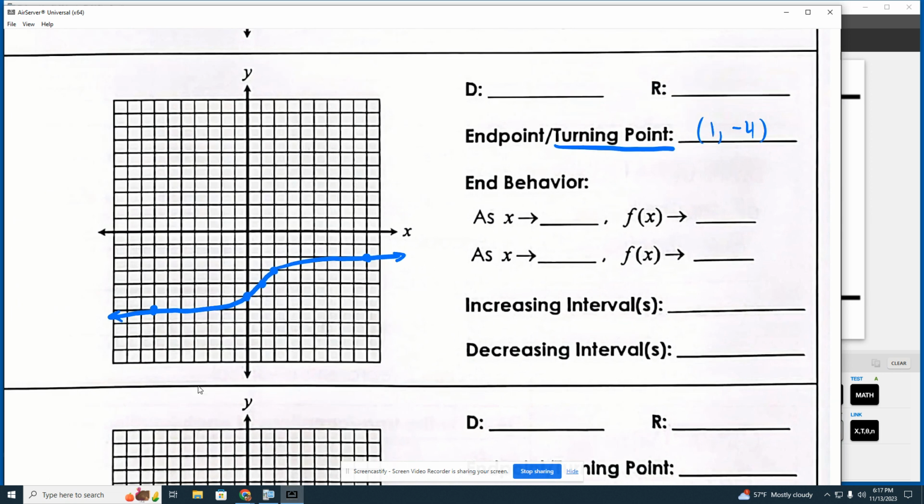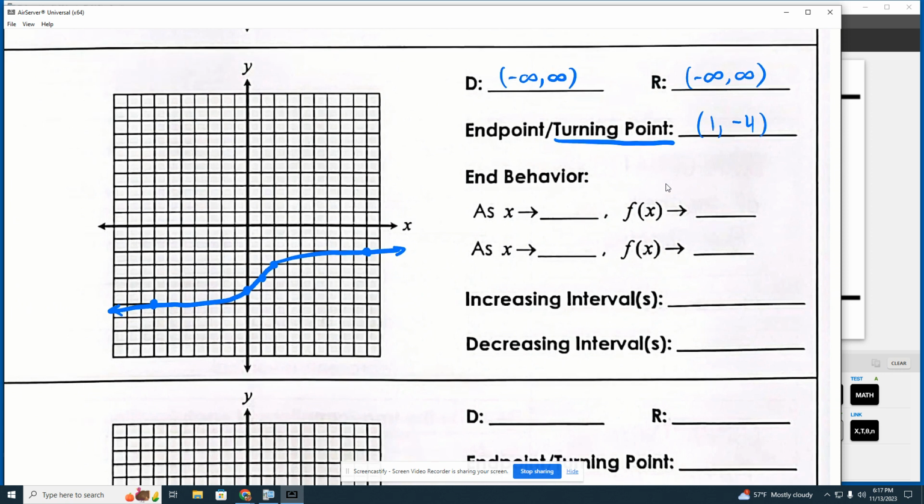Okay, let's answer a couple questions. Domain, range. Remember, on cube root functions, that's easy. Never stops going left, never stops going right. So my domain is unlimited. My range never stops going down. I know it's gradual, but it's going down. It never stops going up. So my range is unlimited. Okay, so that's easy stuff.